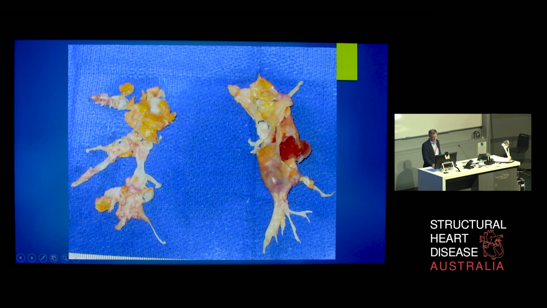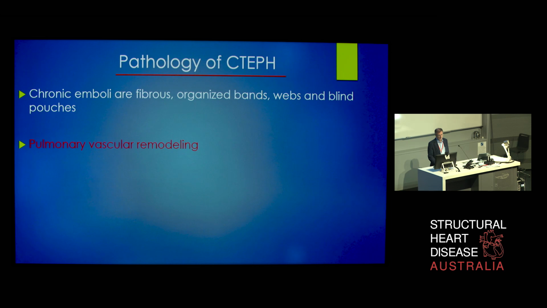So that's a typical specimen that we would remove. This is a blind pouch with these fibrous tails going out into the segmental and subsegmental vessels. And you see on this side, this is upper lobe, this is middle lobe and lower lobe, which is really a cast of the pulmonary vasculature. David mentioned this too. This process is not just simply large vessel obstruction.